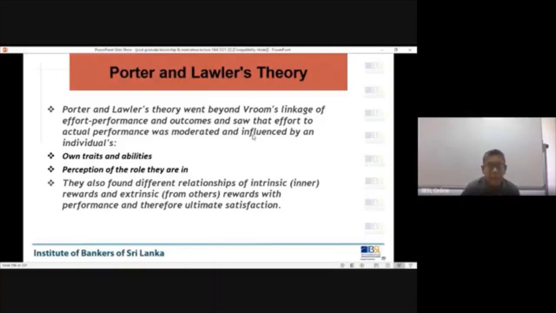Okay, clear. They also found different relations of intrinsic as well as extrinsic rewards with performance and therefore ultimate satisfaction.